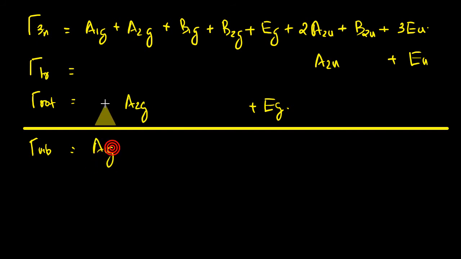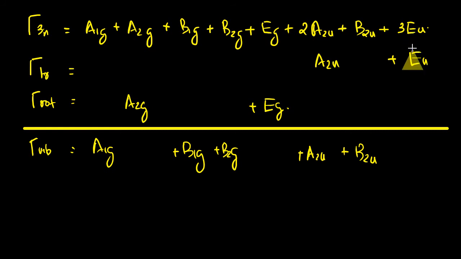A1g, that is coming from here. Then A2g minus A2g, so there is no A2g remaining. Then B1g is there, plus B1g. Then B2g is also there, plus B2g. But what about Eg? Eg is not there. Eg minus Eg, so no Eg is remaining. Then A2u minus A2u leaves one A2u, plus B2u, plus 3Eu minus Eu, which means remaining is 2Eu.